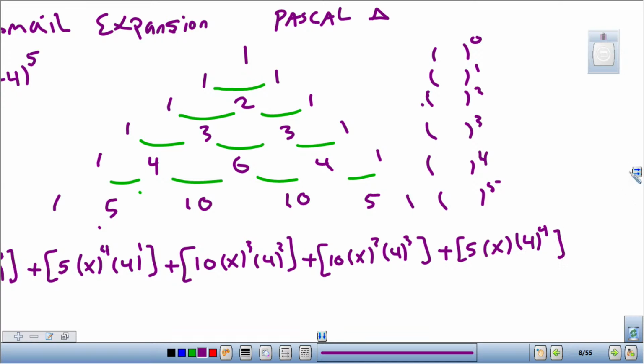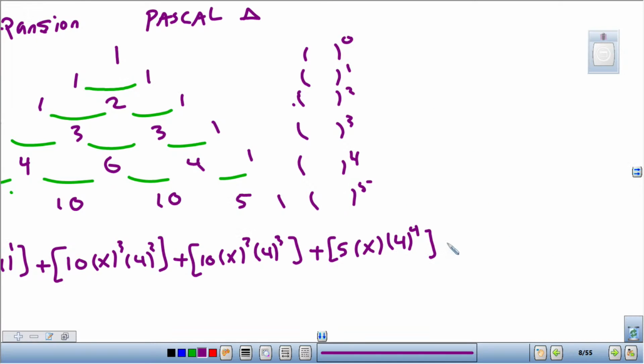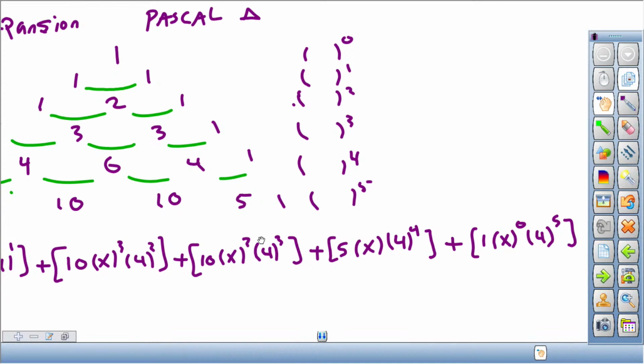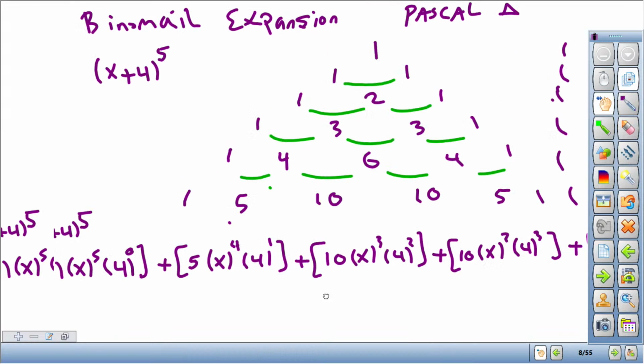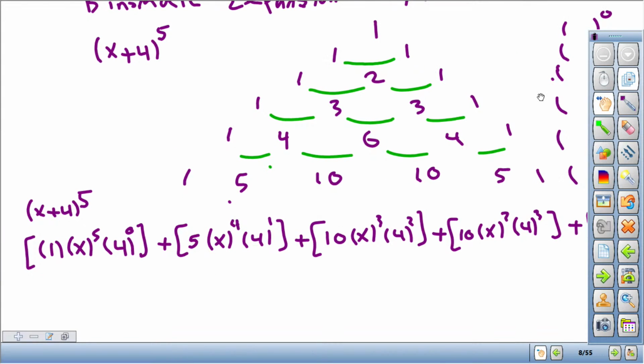And then I need more room. Plus the last one here, which is 1 from Pascal times x to the 0 power, while the 4 is being raised to the maximum power. That's the 5. Okay? And now all I do, oh, actually I'm running out of time. All I do, if you just want to stick around for a couple minutes, I'm able to finish this one. And by the way, there will be 2 videos for this review, so they will be assigned. So this is a 1 here.